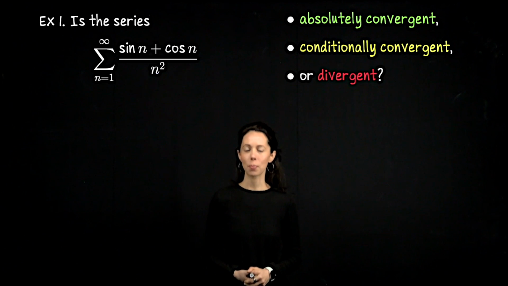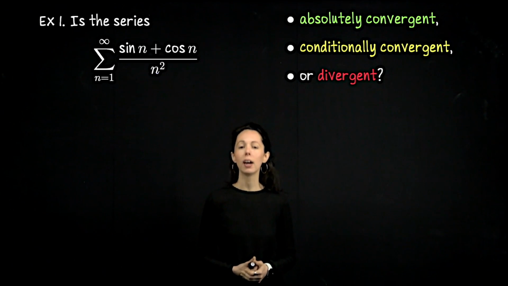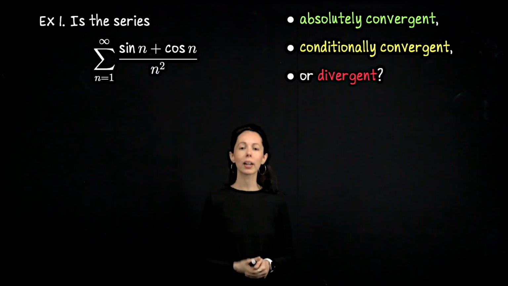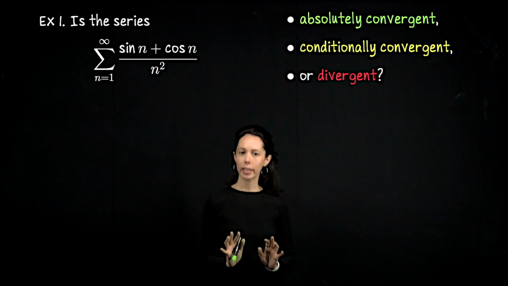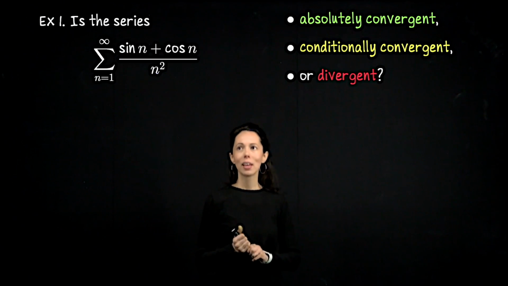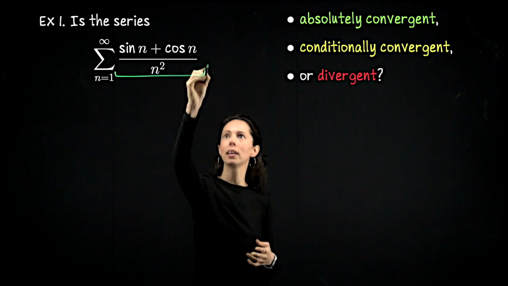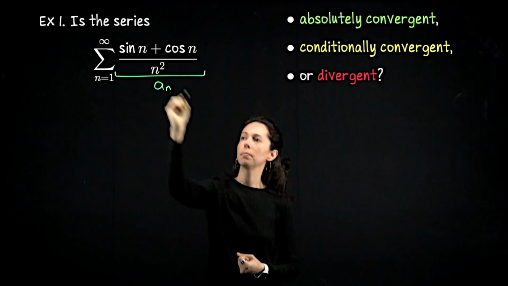Okay, for this first example, we would like to take the infinite series, starting with n equals 1 and going off to infinity, of terms that look like the sine of n plus the cosine of n divided by n squared, and figure out, is this infinite series absolutely convergent, conditionally convergent, or divergent? So this expression, sine of n plus cosine of n divided by n squared, is our term a sub n.